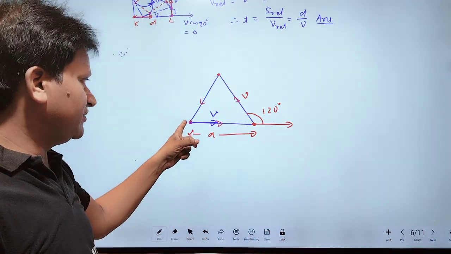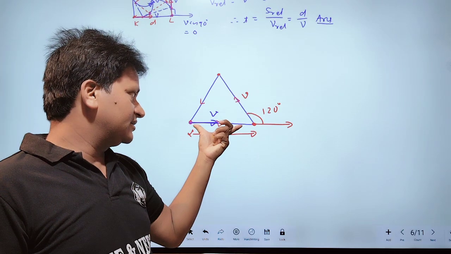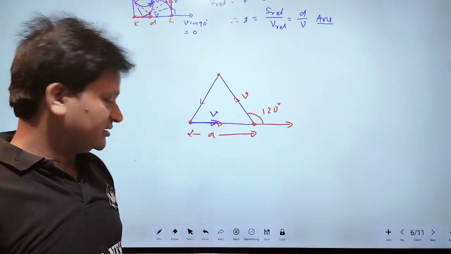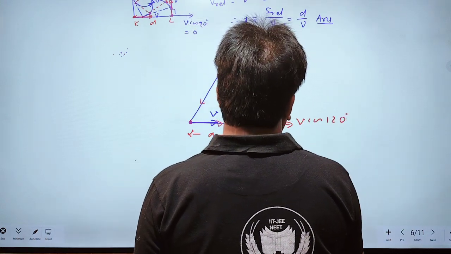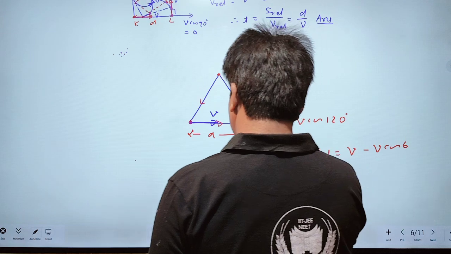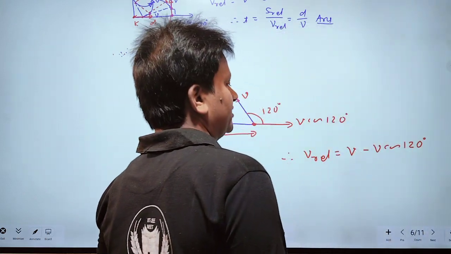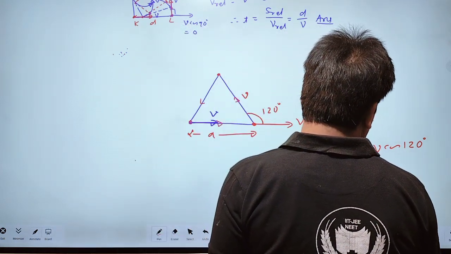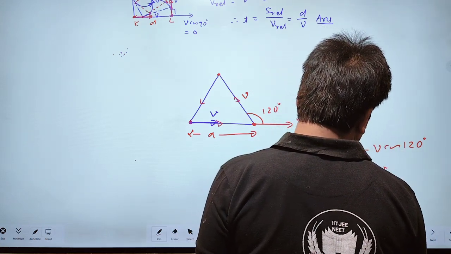This means that the initial separation between the two particles is a. The initial relative separation is along this direction, therefore the relative velocity will also be in this direction. The component of velocity is V cos 120 degrees, so the relative velocity will be V minus V cos 120 degrees, because both are in the same direction. Therefore the relative velocity equals the difference between them: V minus (V cos 120), which is V minus (minus half), so minus minus plus, V by 2. This will be 3V by 2.